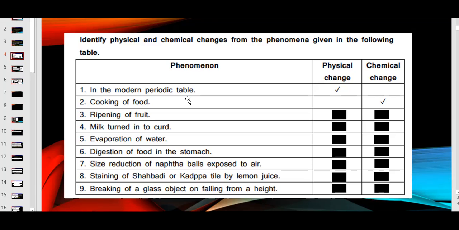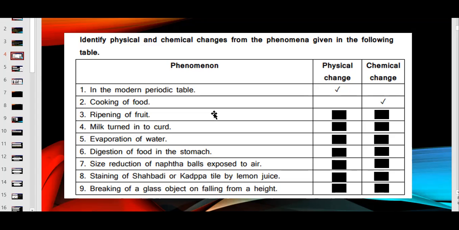The next example is cooking of food. Obviously, when you are cooking food, you are adding something there. You are cooking it, so that is a chemical change. Ripening of fruit. Is it a physical change or a chemical change? You have to think.